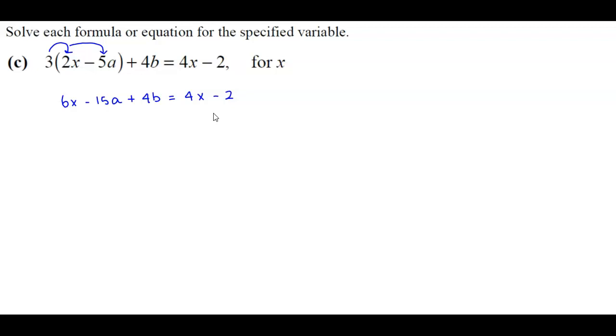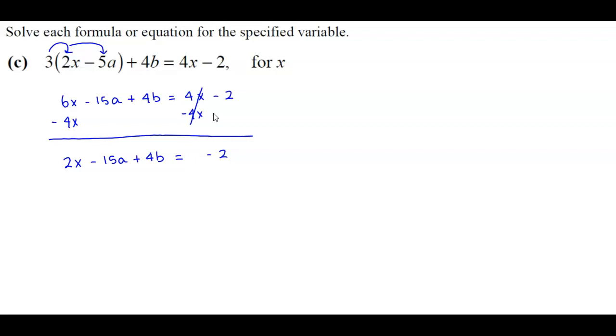So again, the goal is to then get all the x's on one side of the equation and everything else on the other side of the equation. So what I'm going to do here is subtract 4x from both sides to eventually get x on one side of the equation. So here, I'm going to eliminate that, and then we have 6x minus 4x, which is 2x, minus 15a plus 4b, which is equal to negative 2.